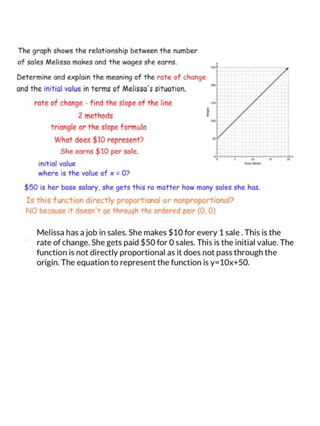Then I want to take a look at this particular situation. It says the graph shows the relationship between the number of sales Melissa makes and the wages she earns. Determine and explain the meaning of the rate of change and the initial value in terms of Melissa's situation. So we can find the slope, or the rate of change, using exactly the 2 methods that we just showed, either the triangle, or we could use the formula.